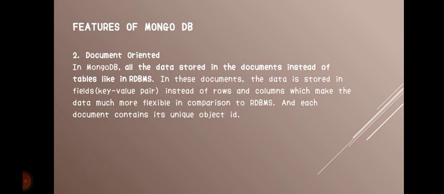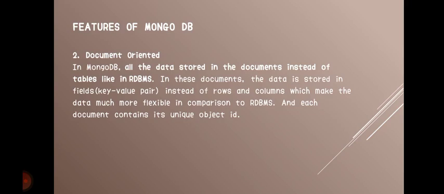Next, document oriented. Document oriented means that in MongoDB all the records are stored as documents instead of tables like in RDBMS. In a relational database system, we used to store the data in tabular format, in rows and columns. But in MongoDB we store the data in document format. In these documents, the data is stored in fields as key and value pairs instead of rows and columns, which makes the data much more flexible compared to the RDBMS.